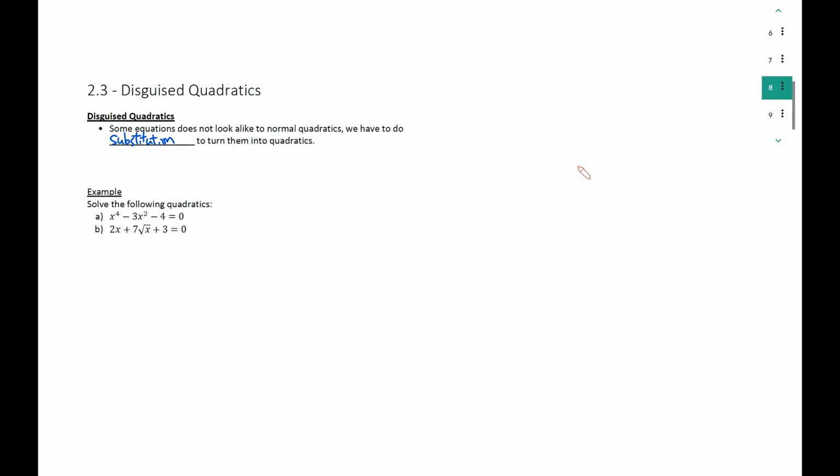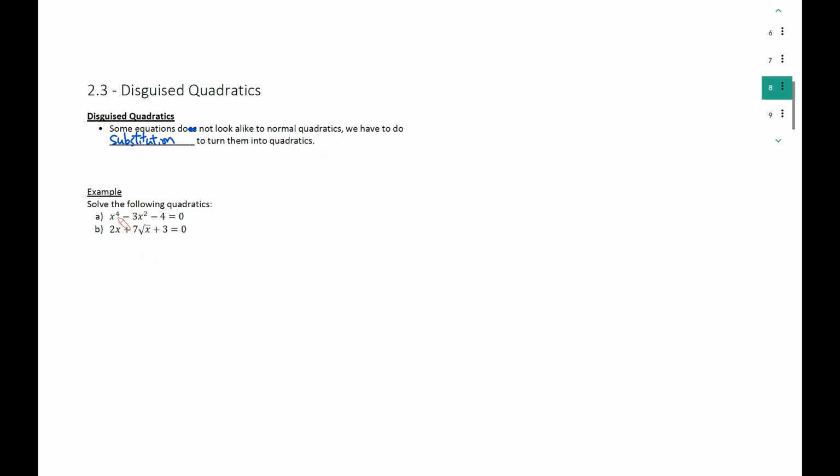So some equations do not look alike to normal quadratics. We have to do substitution to turn them into quadratics. Remember, quadratics means maximum power is 2. Now, example, here are some equations that look like quadratics, but why are they actually not quadratics? The quadratics should have a maximum power of 2.